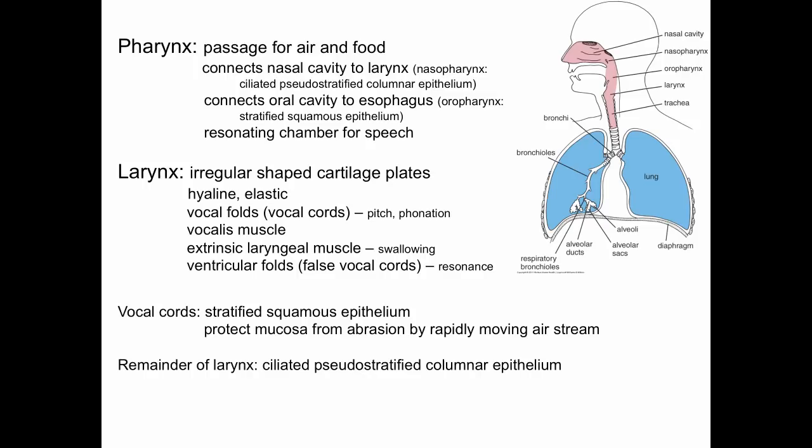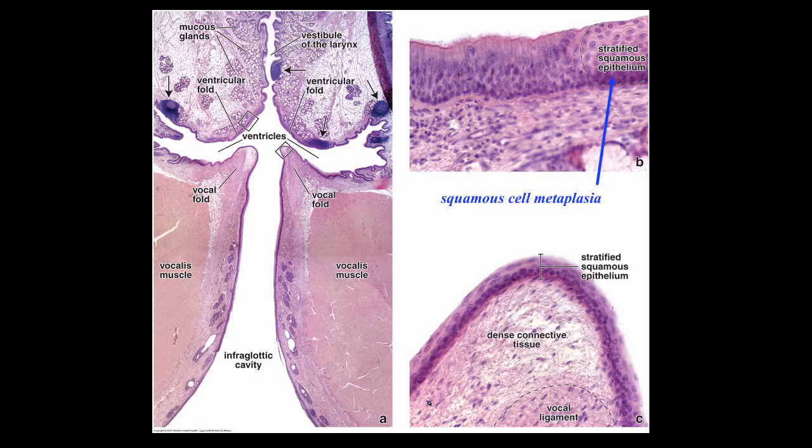Now, the vocal cords are covered by a stratified squamous epithelium, and it's thought that this stratified squamous epithelium protects the mucosal surface on the vocal cords from abrasion that would occur from the rapidly moving airstream that passes over them as we try to phonate or speak. The remainder of the larynx is covered by a typical respiratory epithelium.